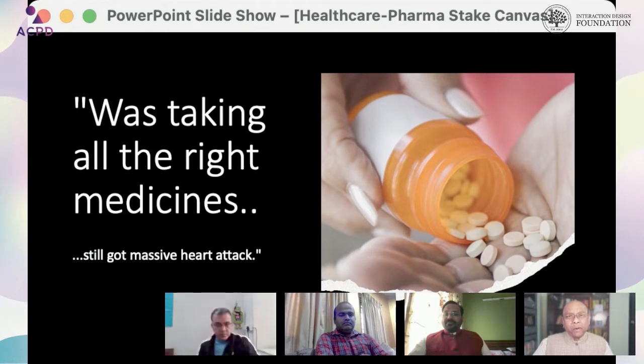Sometimes many of my physician friends or even my pharmaceutical professionals say that the patient was taking all medicine as prescribed, still got a massive heart attack, and the first MI was the last one. The patient either survived in a very bad condition, with so much morbidity, or couldn't.